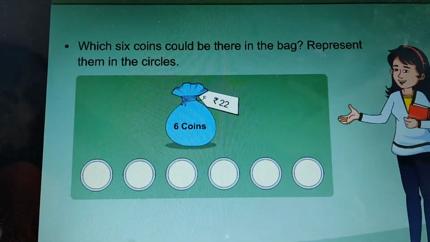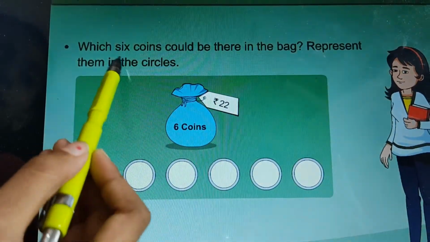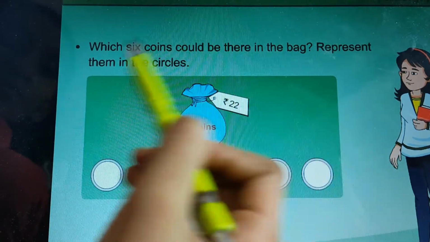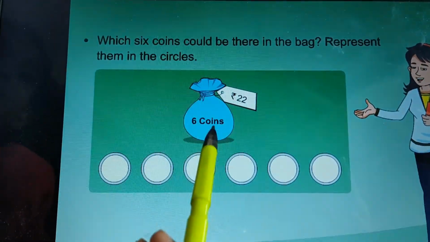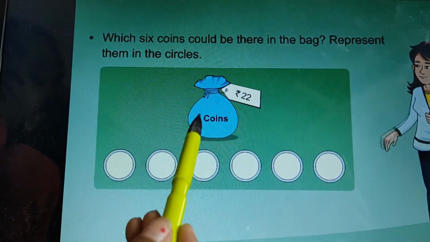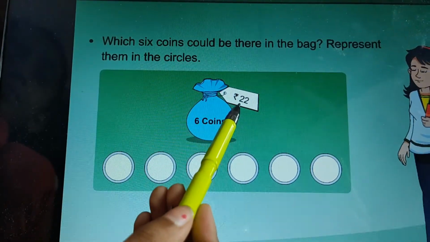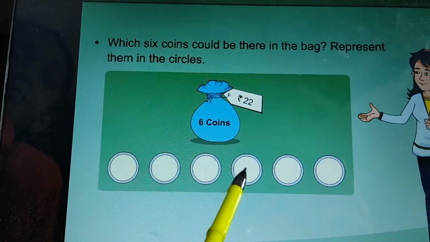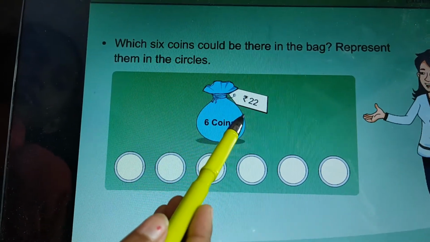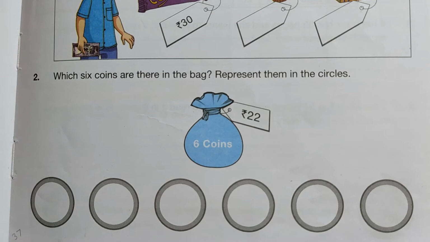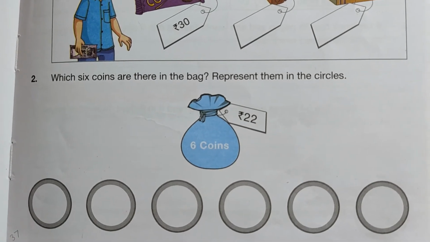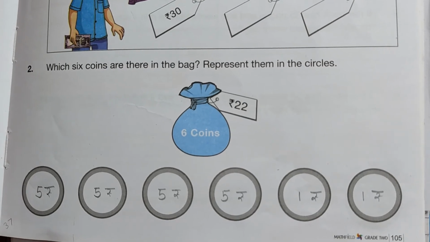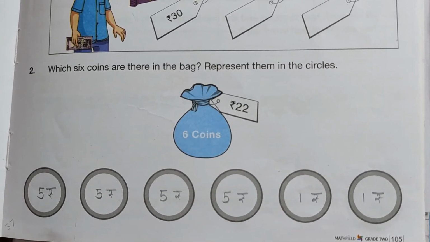Let's see the next question. Which 6 coins could be there in the bag? Represent them in the circles. In the bag, the price tag is rupees 22. So we have to find out the coins to get the answer 22. Children, we have coins of 1 rupee, 2 rupees and 5 rupees. So here will come 4 coins of 5 rupees and 2 coins of 1 rupee.